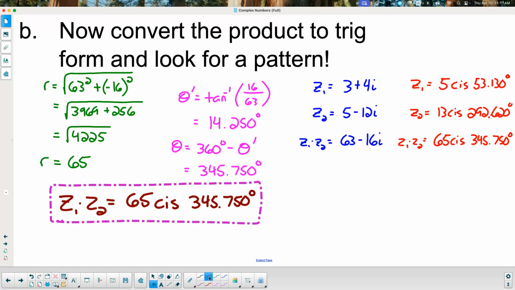What do you got, Grant? The angles add together. 53.13 plus 292.62 is 345.75. Yes? Confirm? Okay. It is. And then the r's multiply. Okay. All right. So let me see if it's on this next one. Yeah. Okay. All right.